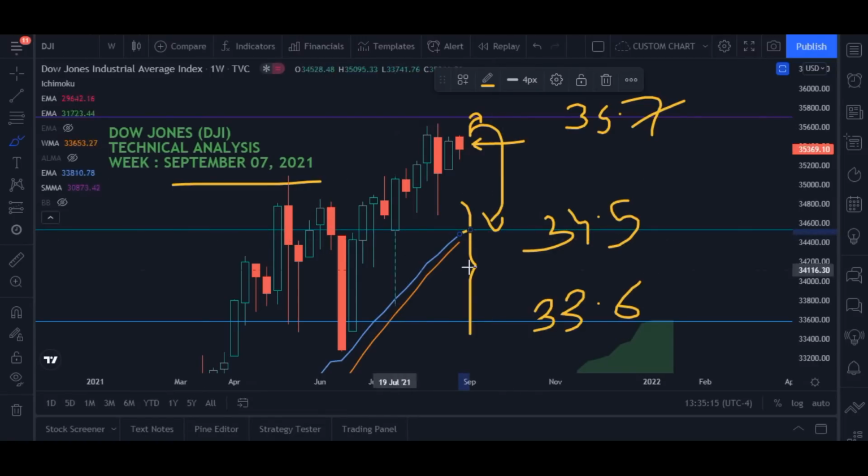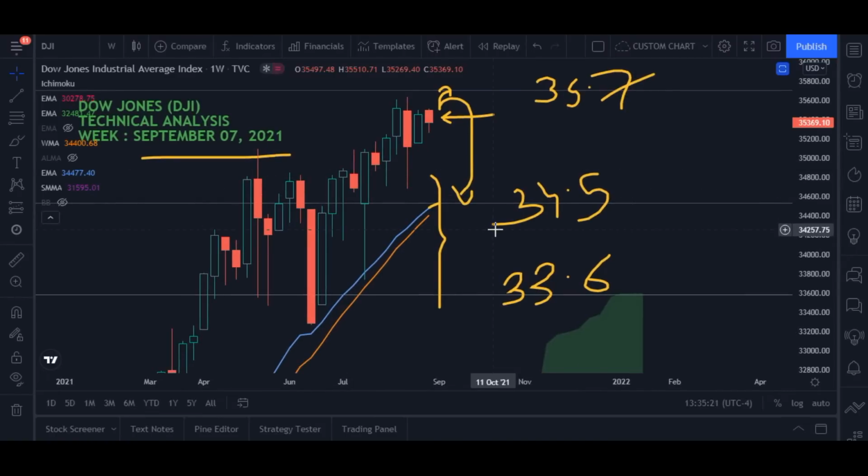Now if we talk about the Ichimoku, there are no chances that the market is going to hit the Ichimoku this month. It may take 1 or 2 months on the weekly chart. Sorry, not 3 months, but 1 or 2 months to hit the Ichimoku on the weekly chart.